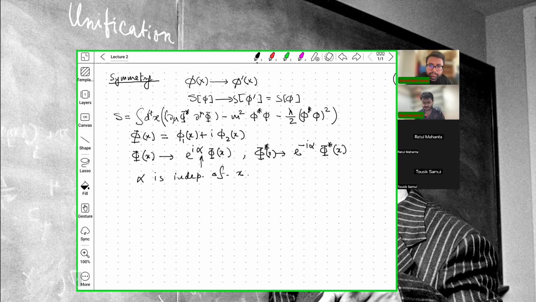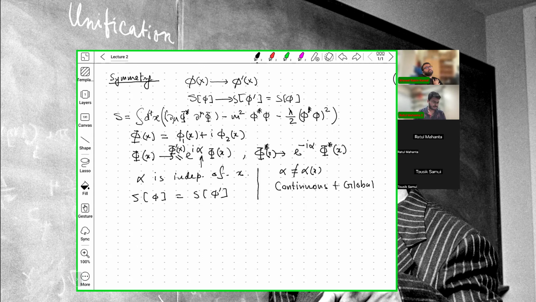You can see that even from the derivatives, this e to the power i alpha and e to the power minus i alpha will come out and they will cancel. So under this change, and this is for any arbitrary field for which you could compute the action, the action for phi and the action for phi prime, where phi prime of x equals this, is the same. These types of symmetries are known as continuous symmetry. On top of this, since alpha is independent of x, it is known as a global symmetry as well. Continuous plus global.